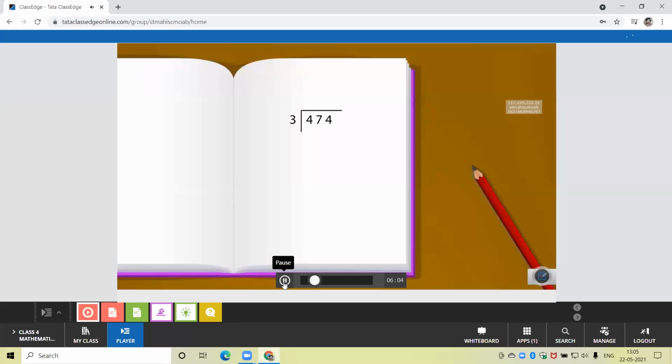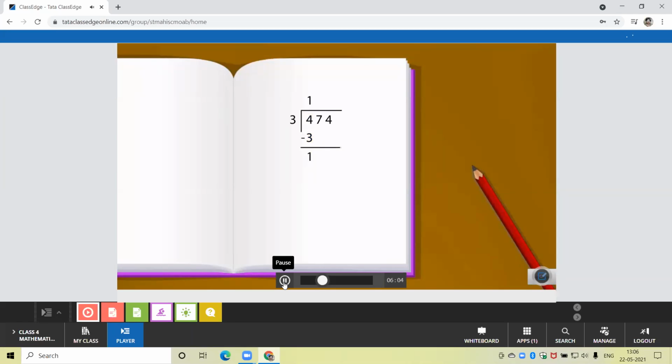Now, to start the division, I have to recall the multiplication table of 3. Now, the first digit of the dividend is 4 and 4 is greater than 3. So, I'll check how many 3's go in 4. 1, right? So, I'll write 1 above. And I have 3 into 1 equal to 3. So, I'll write 3 below 4. I will subtract the 3 from 4. So, I get 1. I will write this 1 below.